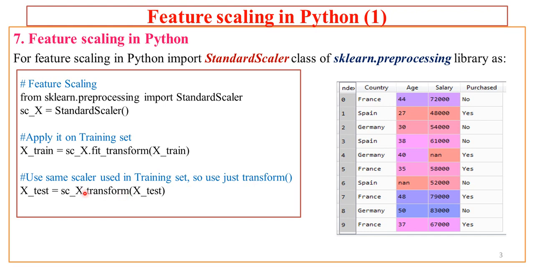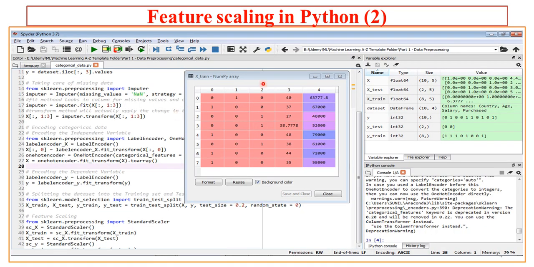So I call x and sc underscore x with this object, the transform method. I pass the test data set and I update my data set with the scaled values. So let us see this practical. So here is the execution. I have just included all these steps we learned in the earlier step, and then we have this execution.